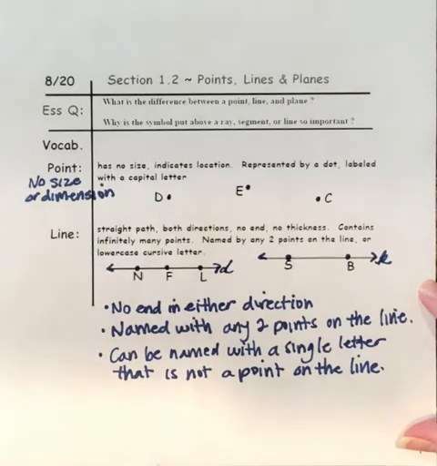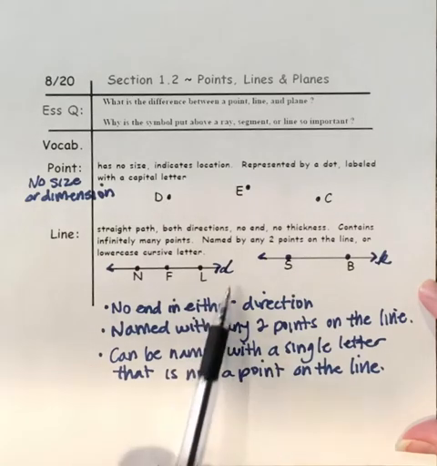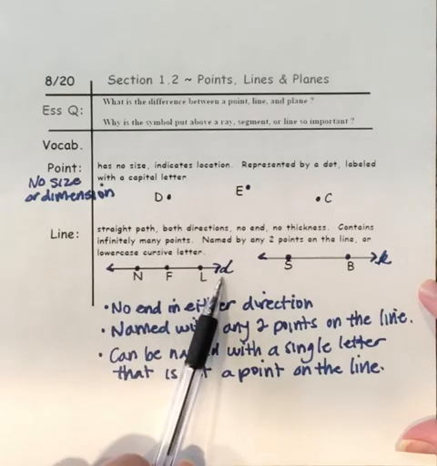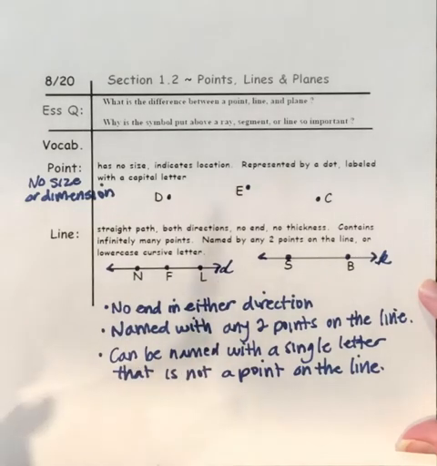A line is a straight path. It has no end in either direction, named with 2 points on the line. Any 2 points are fine. It can be named with a single letter as long as that is not a point on the line. So I could call this line D, but I could not name it line N. And if it doesn't come with a letter already, I really can't just make one up. I should name it by the points then.